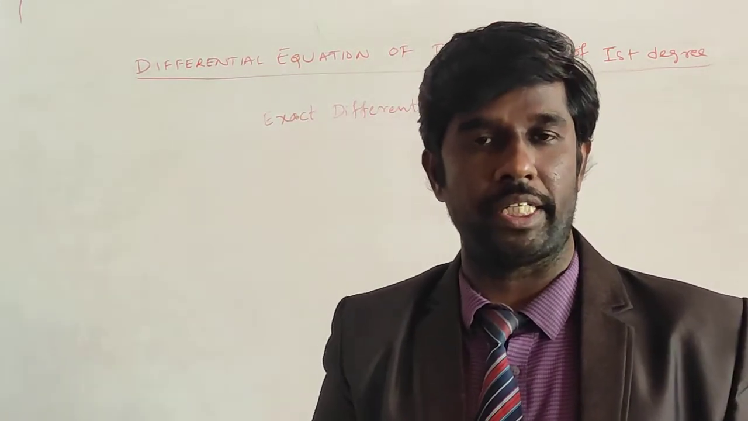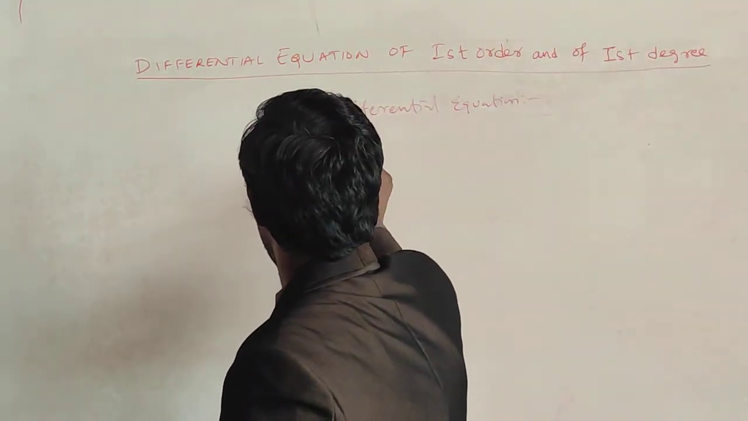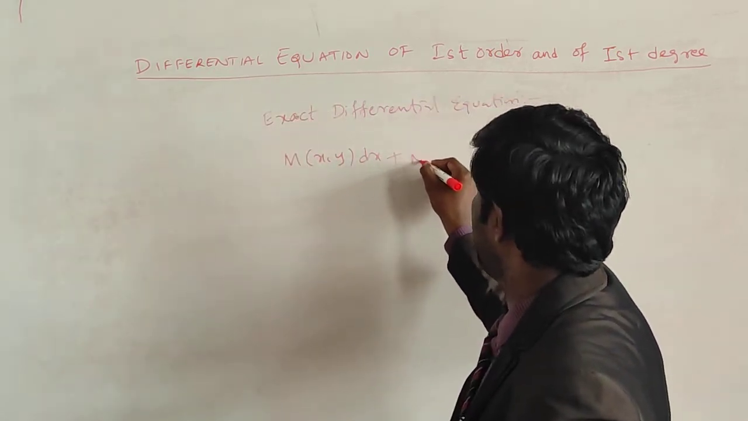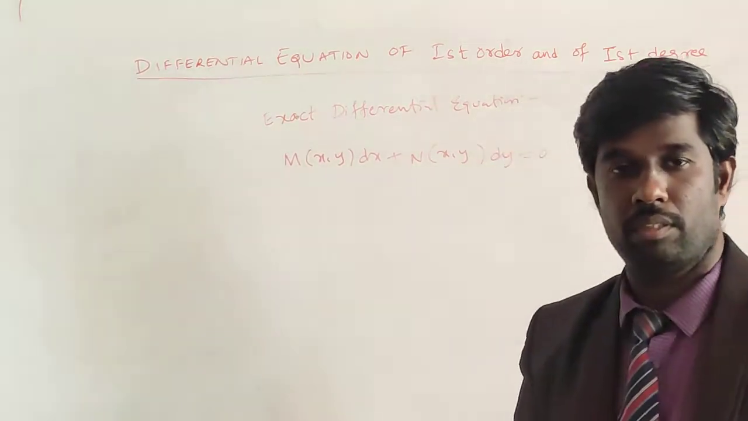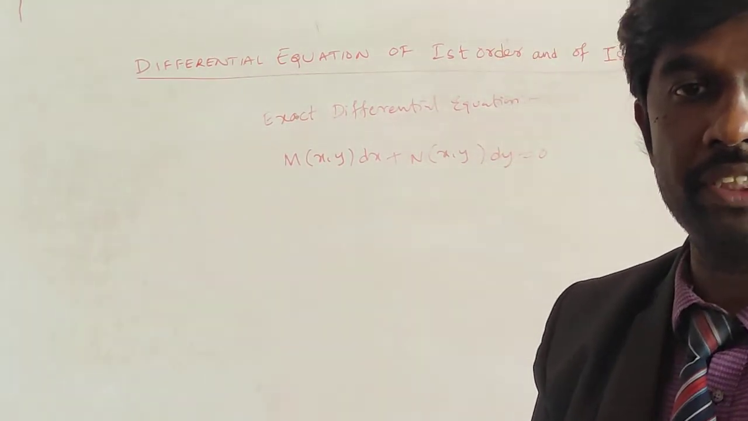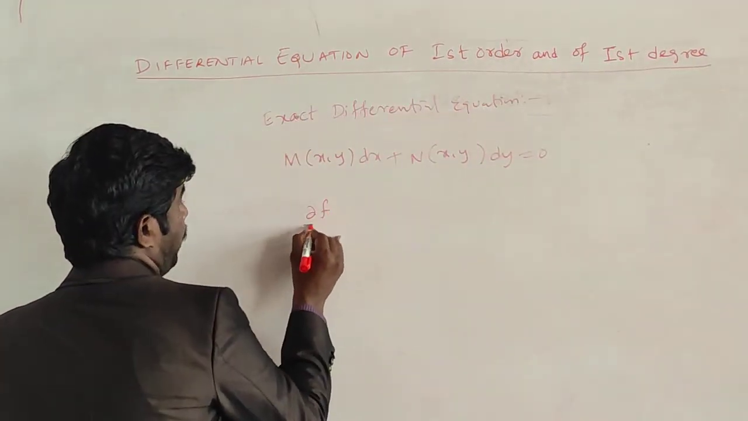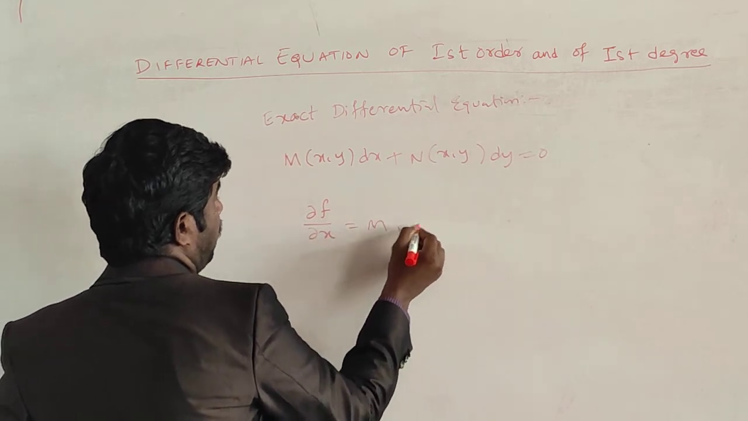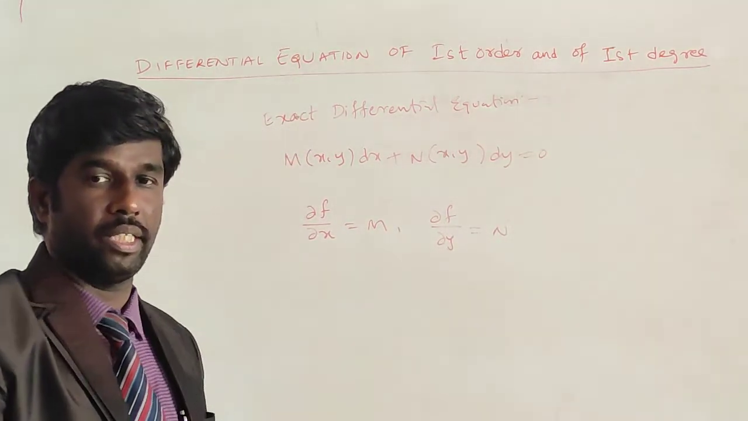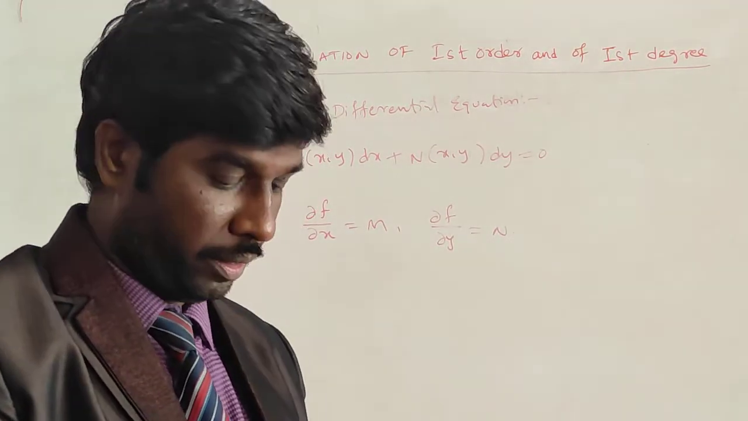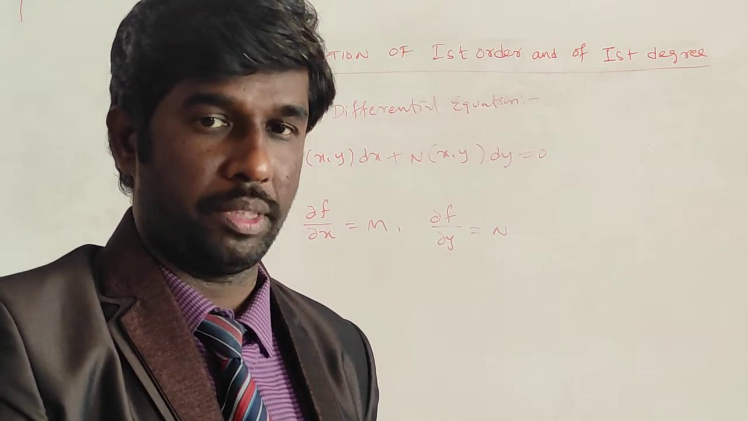So, a first order, first degree differential equation, which is in the form of M dx plus N dy equal to 0, is said to be an exact differential equation if there exists a function f such that ∂f/∂x equal to M and ∂f/∂y equal to N. Then we can say this given differential equation M dx plus N dy equal to 0 is an exact differential equation.